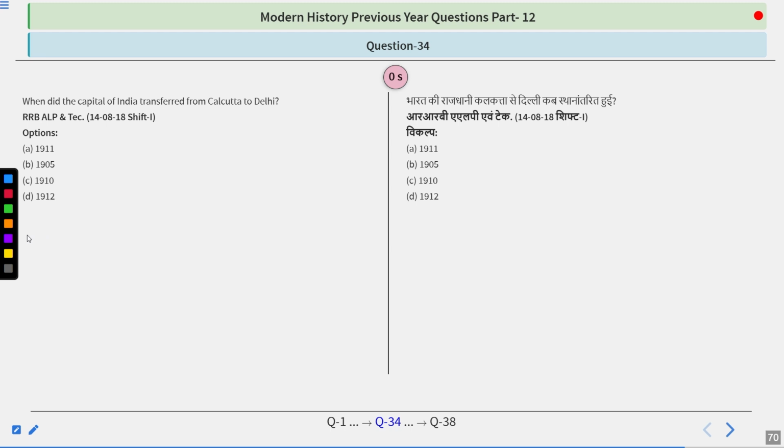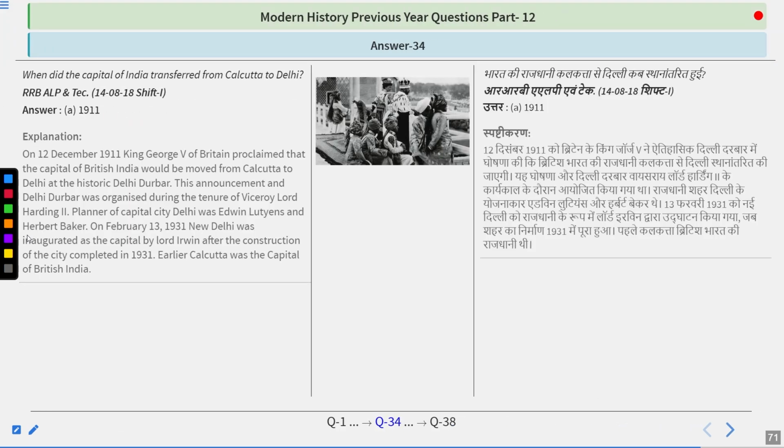And I guess once again the answer you are looking for is right. The answer is 1911. On 12 December 1911, King George V of Britain proclaimed that the capital of British India would be moved from Calcutta to Delhi at the historic Delhi Darbar. This announcement and Delhi Darbar was organized during the tenure of Viceroy Lord Hardinge II.